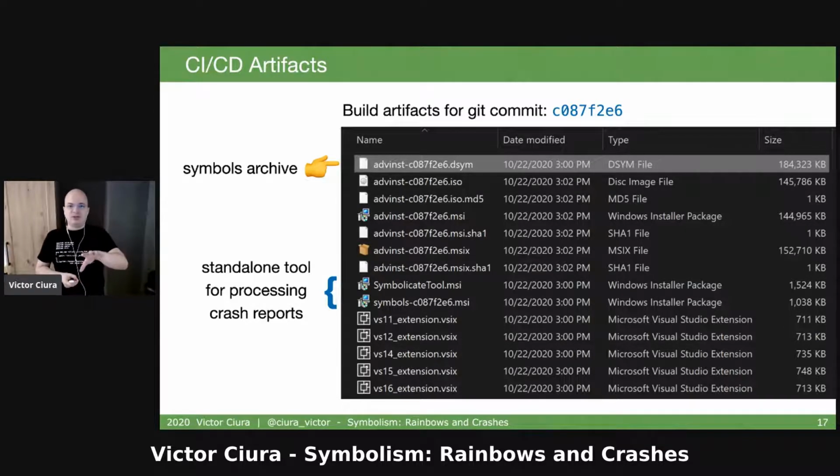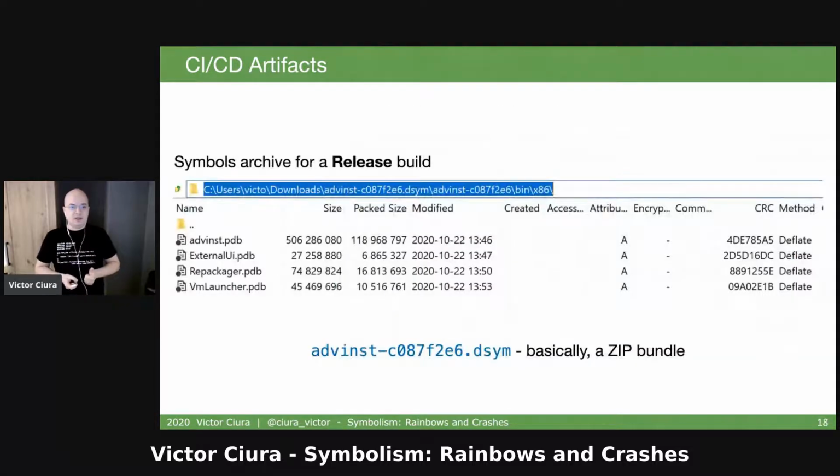So basically, for each build that you pull through the build pipeline, you get your normal build artifacts, your build packages, and what have you. We have several different outputs, but one of them must be an associated archive with all the symbols that you care about for later symbolication. And basically, this dsym file is a zip bundle containing all the PDBs that were built in that particular instance.